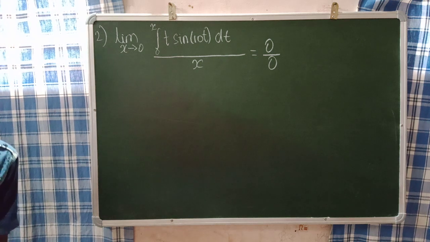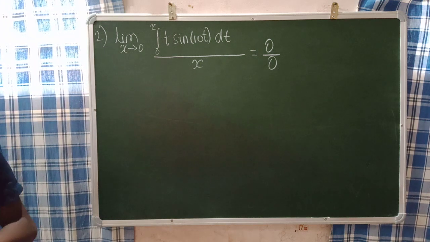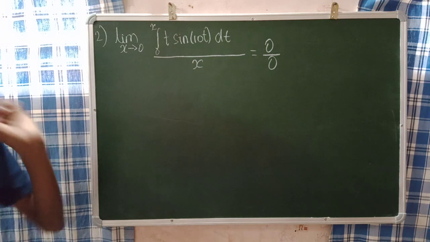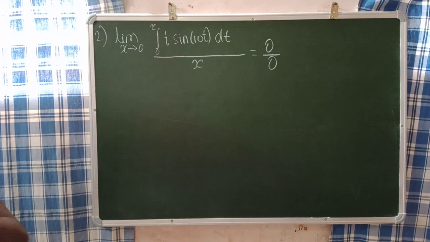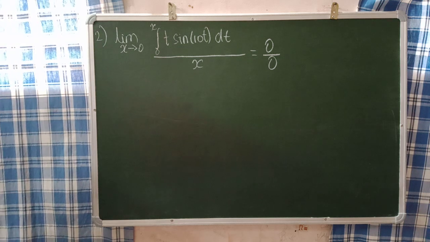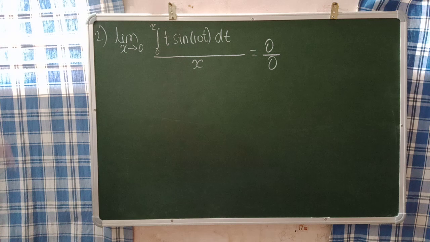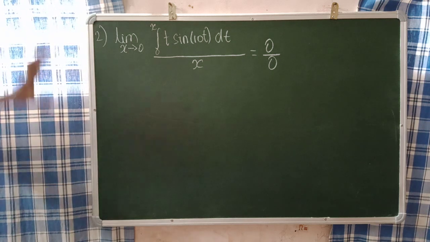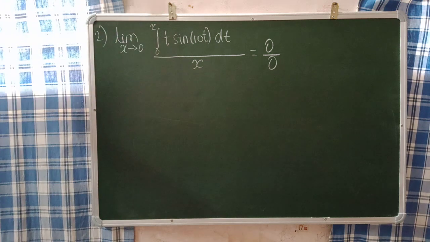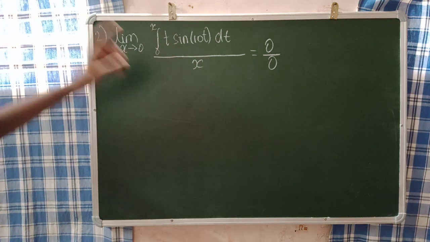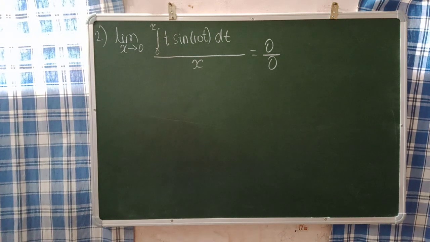If you get 0 by 0 or infinity by infinity, it is an indeterminate form. So only for these two forms you should use L'Hopital's rule. As I am getting 0 by 0, I can use L'Hopital's rule. What L'Hopital's rule says is, differentiate your numerator and differentiate your denominator.